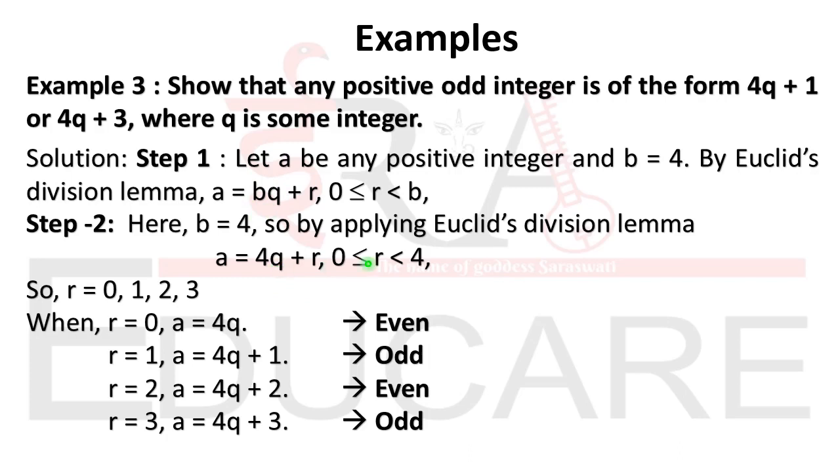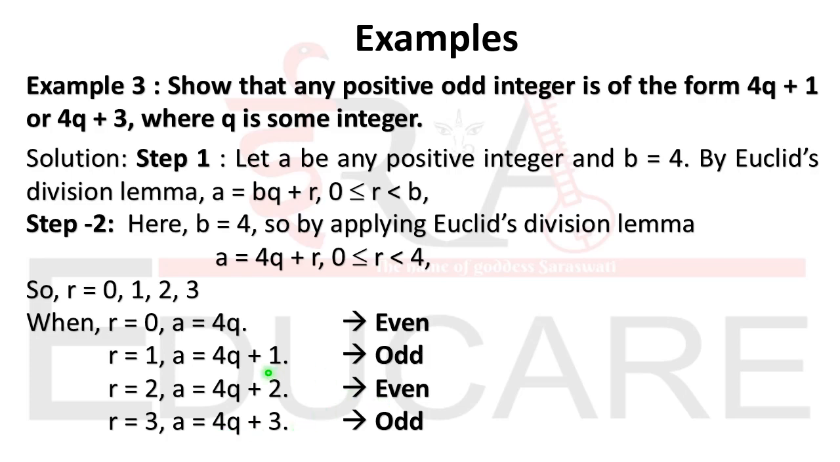Now applying Euclid division lemma, you get a is equal to 4q plus r. So the possible values of r are always less than 4 and greater than or equal to 0. So 0, 1, 2 and 3 are the possible values of r. Now if we take r equal to 0 in this equation 4q plus r, you get 4q. So 4q is again an even number. r is equal to 1, so 4q plus 1. r is equal to 2, so 4q plus 2, and r is equal to 3, then you get 4q plus 3.